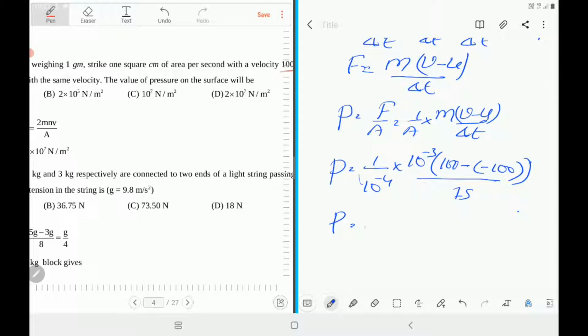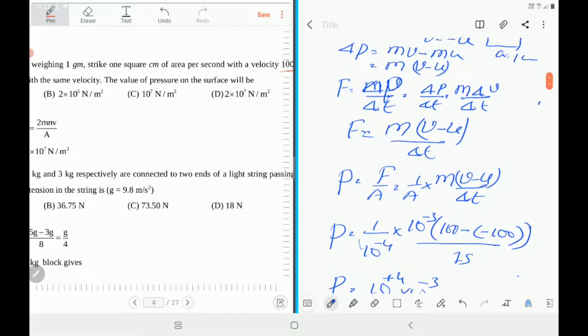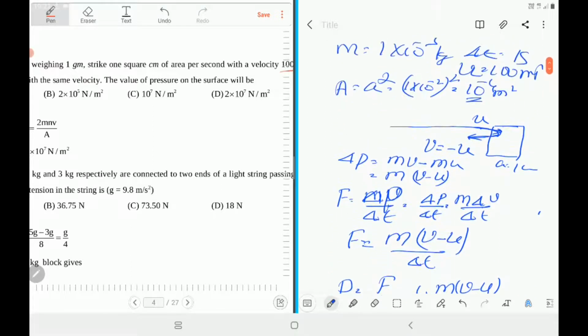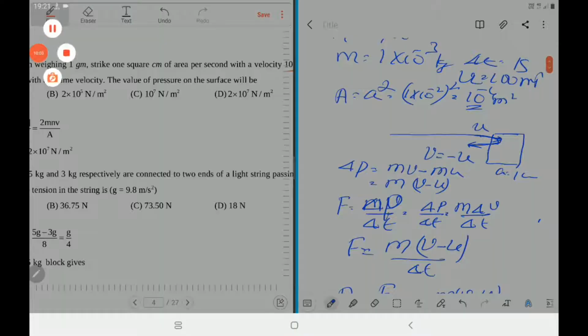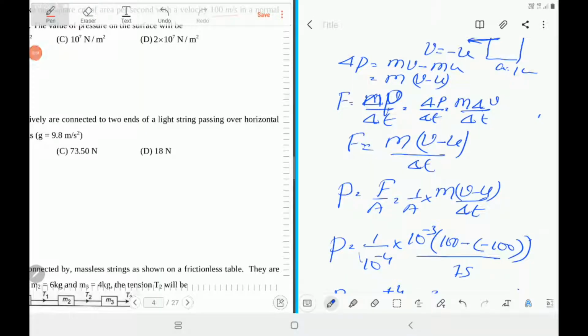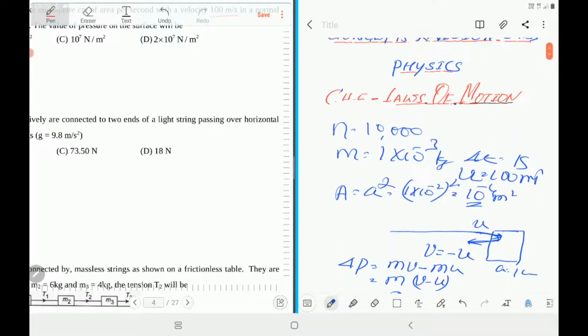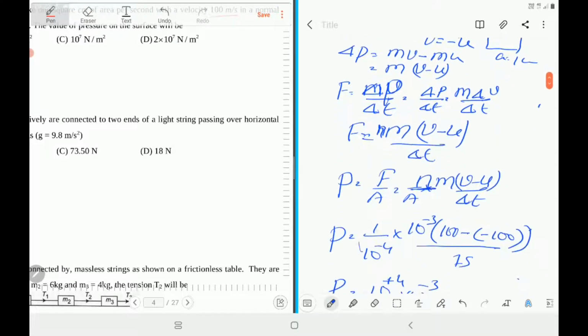And this comes to the numerator, becomes plus 4, 10 power minus 3. Just a minute, we are missing one more thing. What is that? Mass is not just m, the mass of each stone. It is n times m, because there are n number of balls striking the surface. You have to write n times m. What is n? N is 10,000, that is 10 power 4.